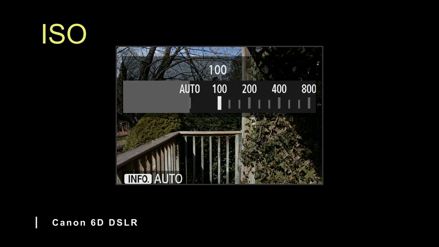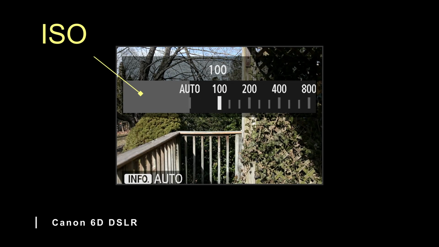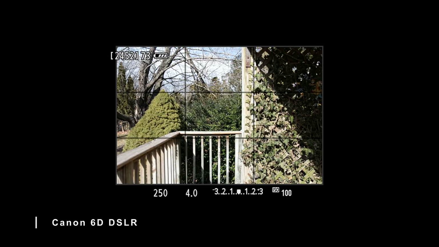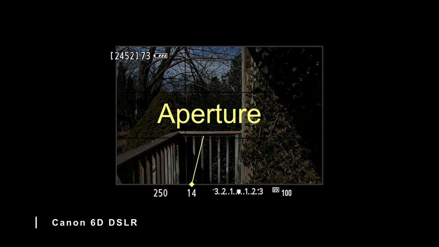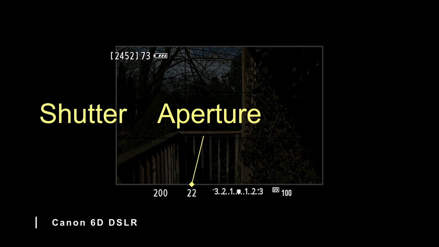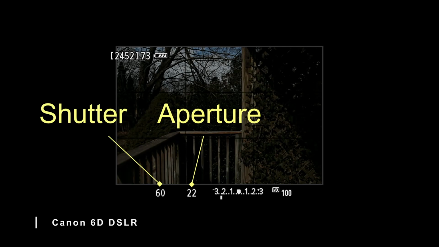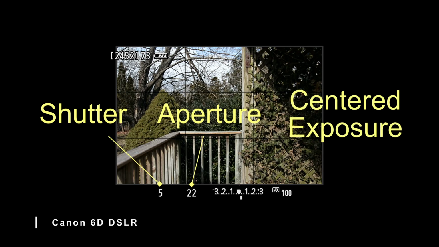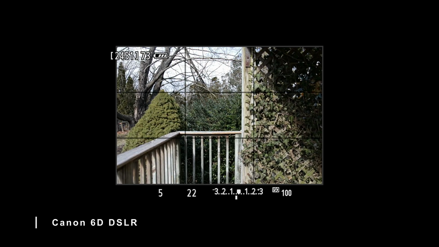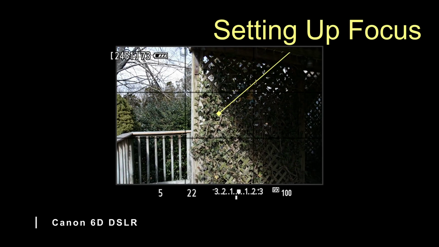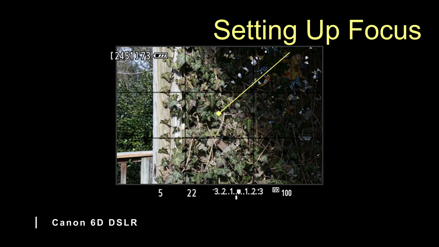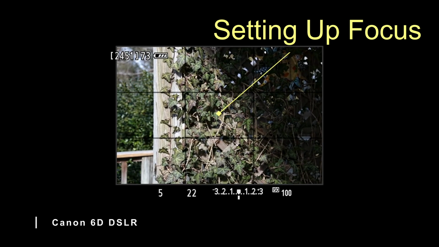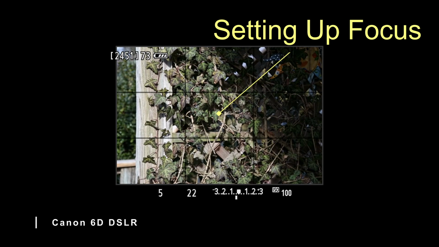Now let's start with my Canon 6D DSLR. The Canon 6D is probably about, I don't know, maybe 8-9 years old. Here you see that I've set up the camera for f/22, which would give me the smallest aperture opening. And what I've also done is I've set up the shutter speed so that the exposure compensation meter is about centered. Now we're working with ISO 100 at the moment.